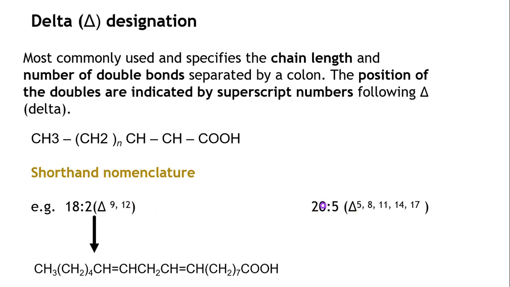If you are having something like 20 colon 5, the moment you see this 5 here, it means that the number of subscripts that you're writing should be 5, because there are 5 double bonds, and these numbers are representing the positions of the double bonds.